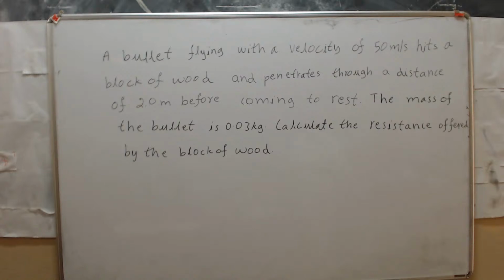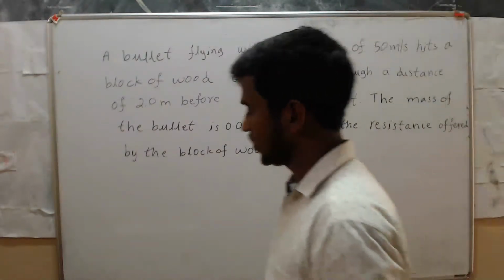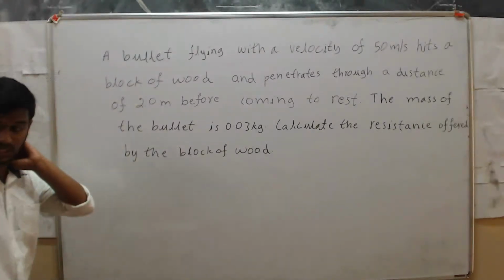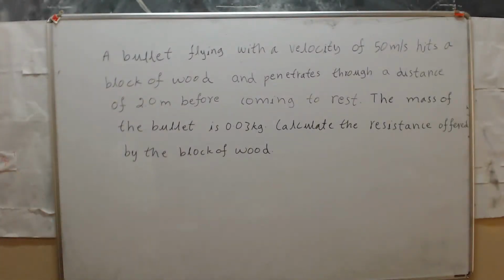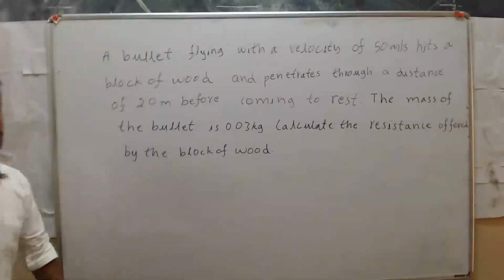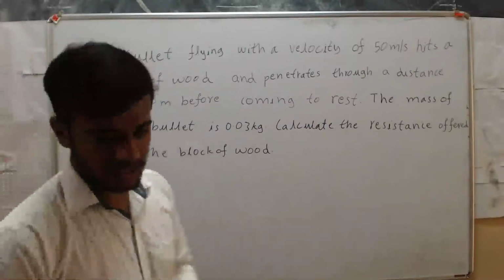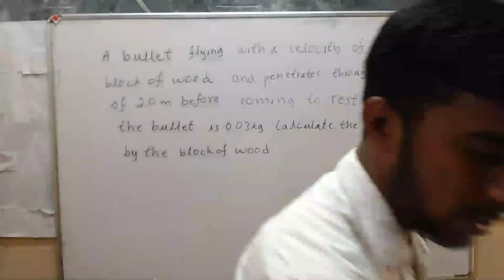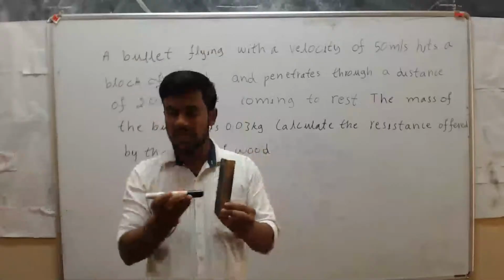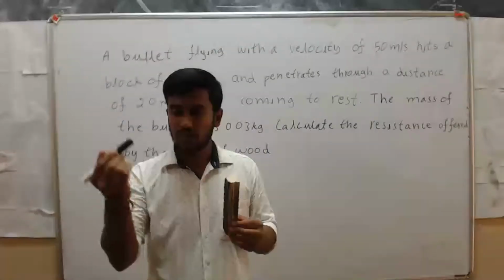A bullet is flying with a velocity of 50 meter per second, hits a block of wood and penetrates through a distance of 2.0 meter before coming to rest. So finally that object will come to rest. The mass of the bullet is 0.03 kg. Calculate the resistance offered by the block of wood. Just imagine this is a block of wood, and the bullet comes in, penetrates through this block of wood, and comes to rest.